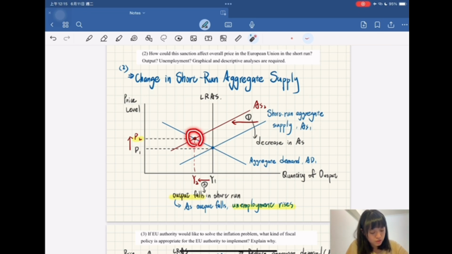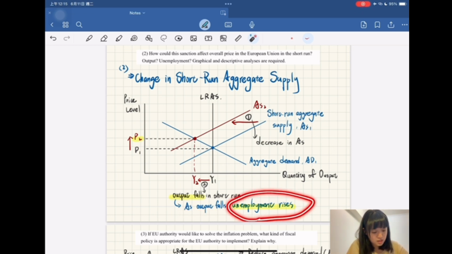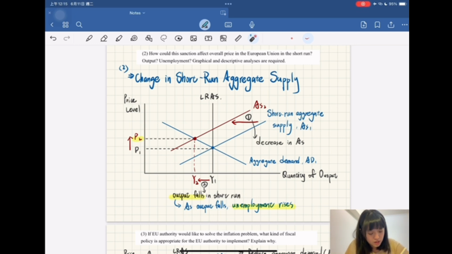So this is the new equilibrium, and it caused a change in the quantity of output. So the quantity of output falls in the short run. It falls here. And as the output falls, the unemployment rises. And about the price level, we can see here, it moves from price 1 to price 2. So the price level increases, the unemployment increases, and the output falls.